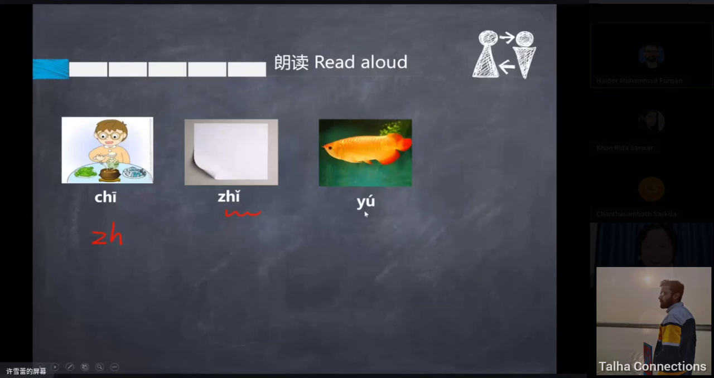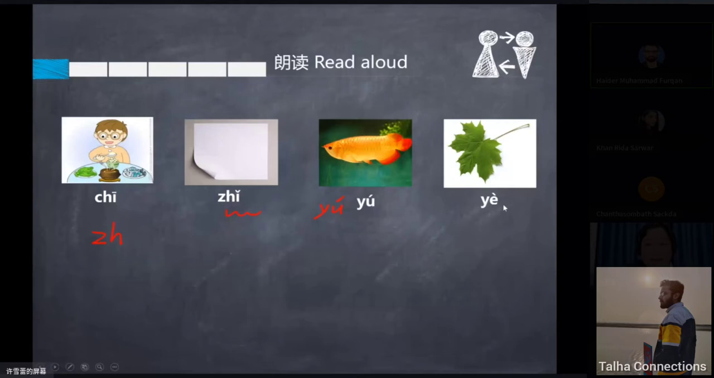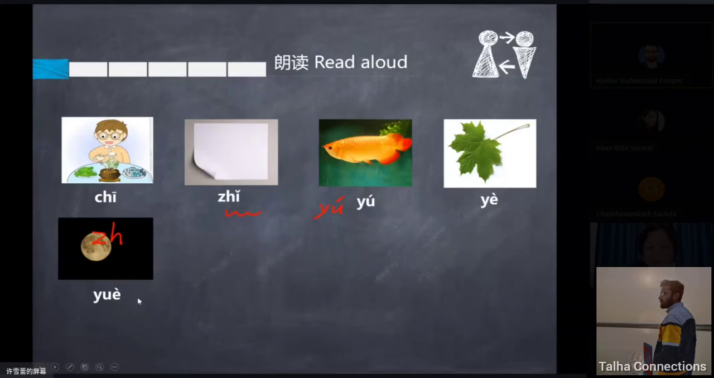Now, look at this one. Try reading it. Yes, the syllable is yu, second tone. Yu is fish. The next syllable is ye. Ye is leaf, a leaf on a tree. Another one. The syllable is yue. Moon.